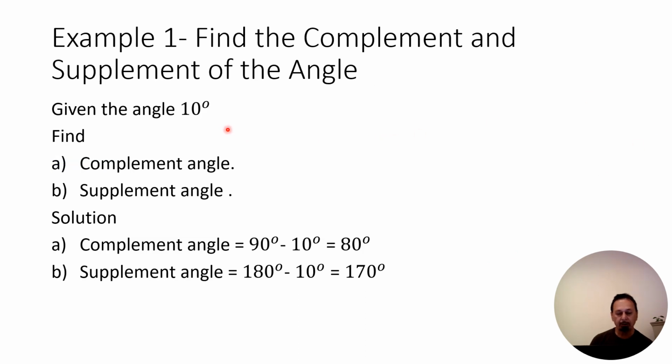Let's do example 1. Find the complement and supplement of the angle 10 degrees. The complement is 90 minus 10, 80 degrees, and the supplement is 180 minus 10, 170 degrees.